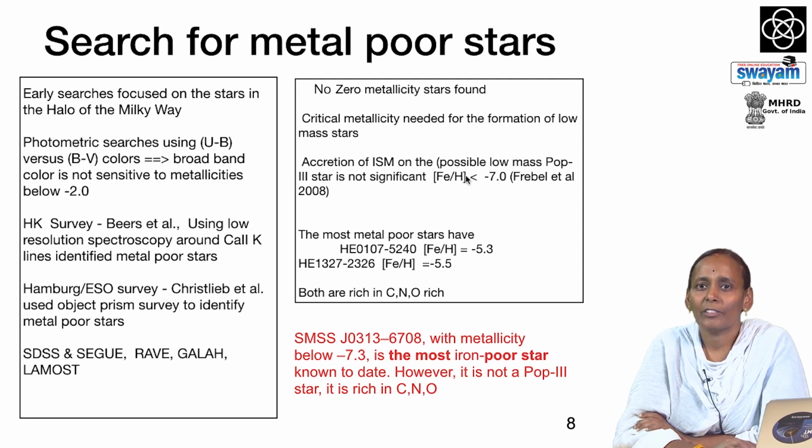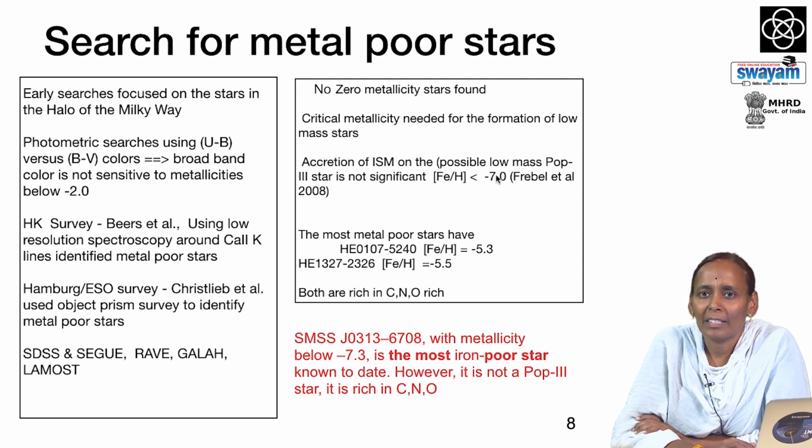Modeling work by Frebel et al. shows that anything below -7 metallicity cannot be due to accretion of ISM heavy elements. The currently known most metal poor stars are at -5, -5.3, -5.5. There are two such metal poor stars known, but interestingly both are carbon, nitrogen and oxygen rich. If we look at only the iron abundances, they are -5 or so. However, their carbon abundances are about -2. So it is really interesting why they have to be carbon rich.